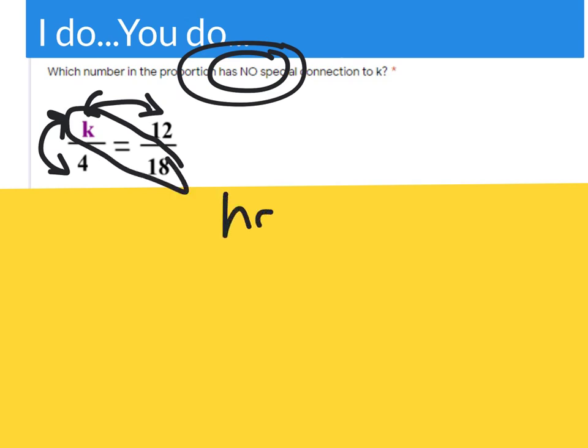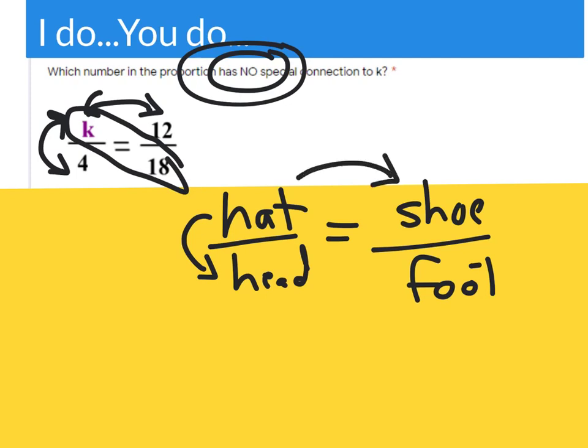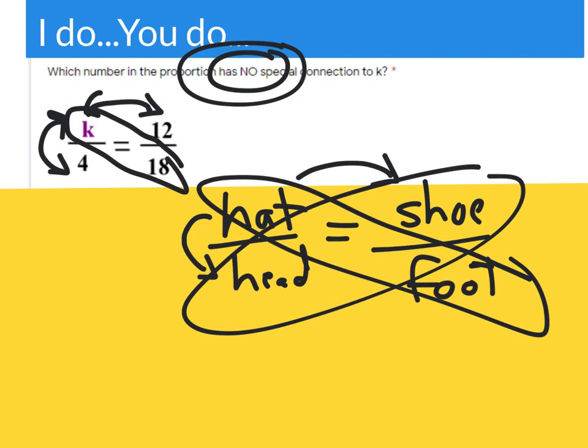And I always use hat is to head as shoe is to foot. Hat and head have a relationship. Hat is the clothing article that goes on your head, and hat also has a relationship to shoe because they're both articles of clothing. Does that make sense? But hat and foot have nothing to do with each other. They don't go together. You don't wear your hat on your foot. They're not both body parts. They're not both articles of clothing. And the same is true for shoe and head. They have nothing to do with each other.